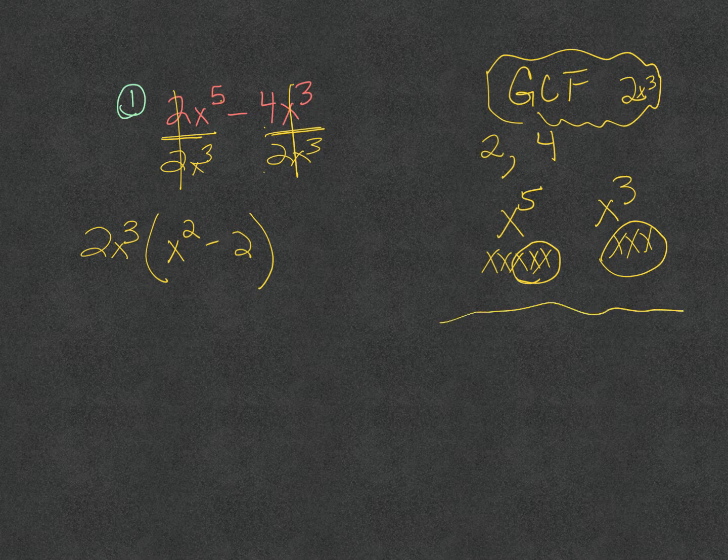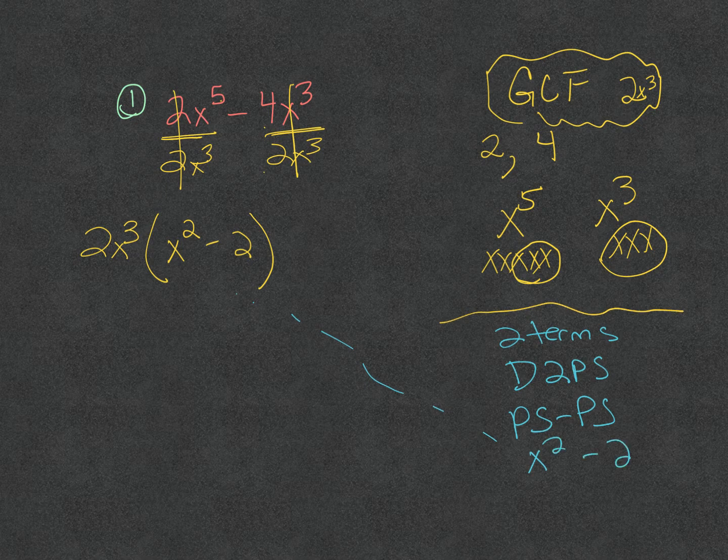And remember that if I have a binomial, if I have two terms, the pattern that I know for that is a difference of two perfect squares. And what I'm looking for is a perfect square minus a perfect square. And what I have in the parentheses right now is x squared minus 2. So what I see here is that this is a perfect square, this is a minus sign, this is not a perfect square. So this cannot factor any further, and therefore this is my answer.